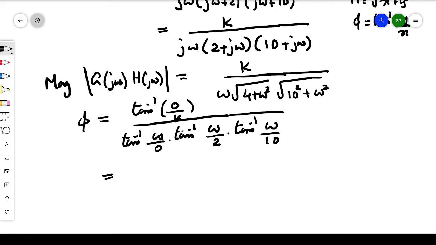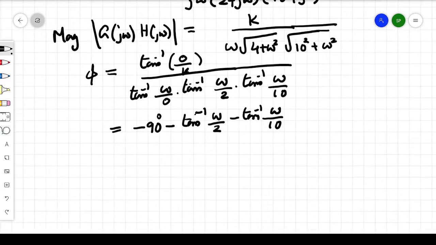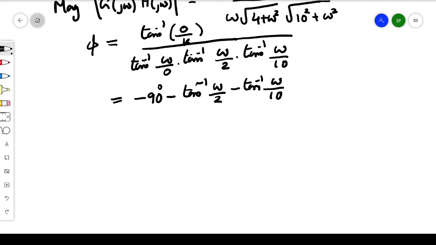So when it comes to the numerator, you will be getting it as minus 90. Tan 90 is infinity, so when you are taking that to the numerator, it is becoming minus 90. And this one, tan inverse omega by 2, when you take it to the numerator, we will be getting a negative sign: minus tan inverse omega by 2 minus tan inverse omega by 10. So this is the formula for finding the phase angle, and this is the formula for finding the magnitude for drawing the polar plot. So we will be considering the sections.